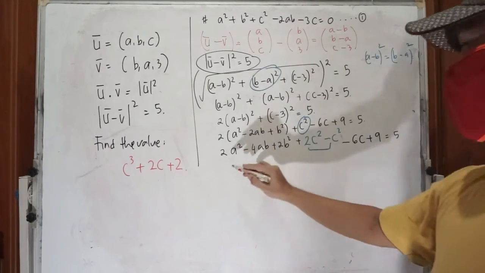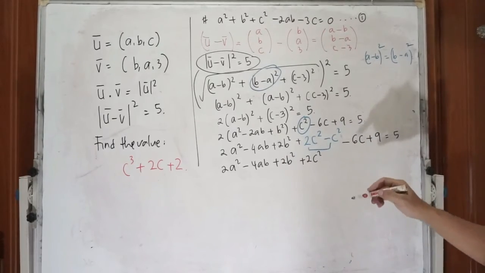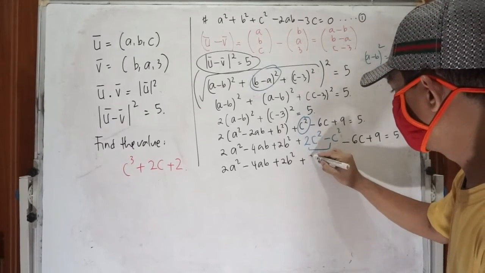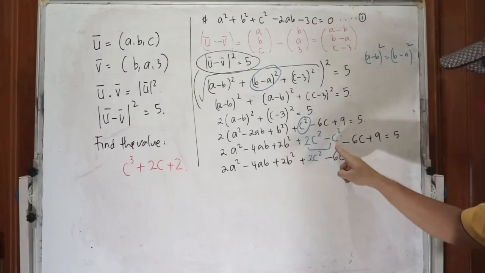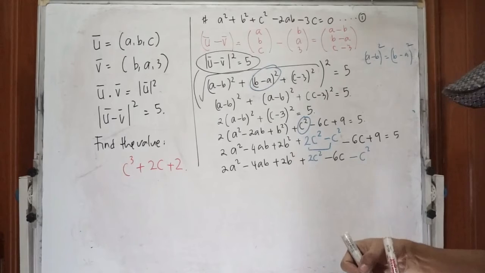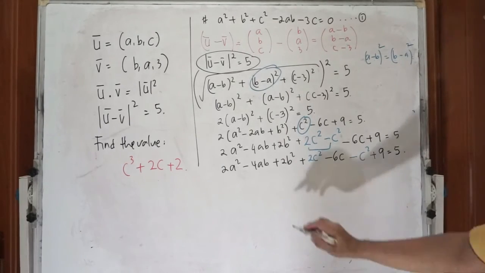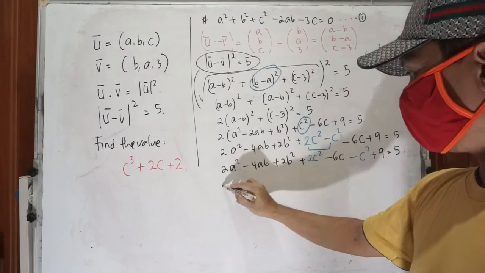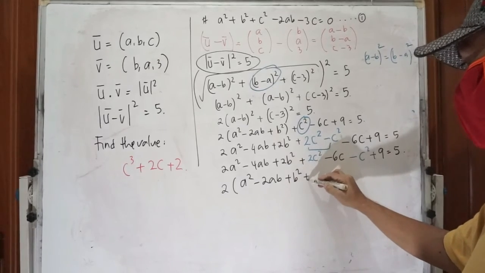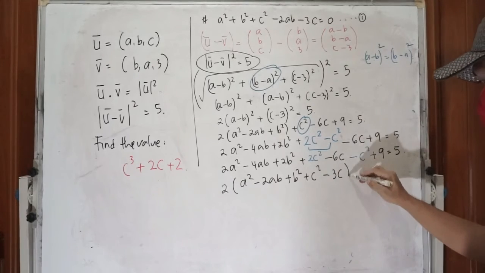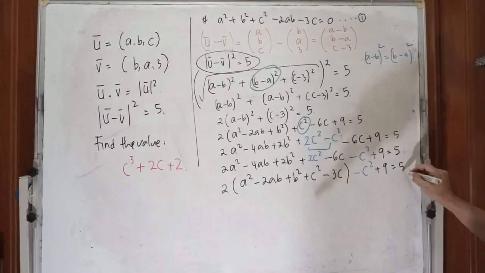Great. Next. So 2A square minus 4AB plus 2B square plus 2C square, I change the color to make it clear, and then minus 6C, and then minus C square. You write here minus C square, right? And the rest plus 9 equal 5. Clear? So, distribution: we put 2 out of the bracket. A square minus 2AB plus B square plus C square minus 3C, close the bracket, minus C square plus 9 equals 5. Clear?